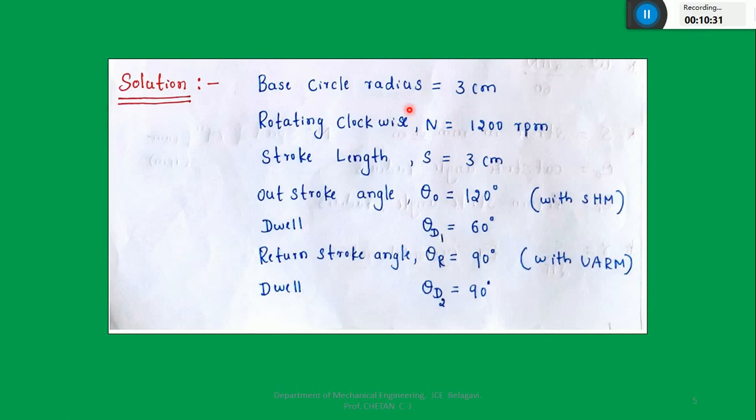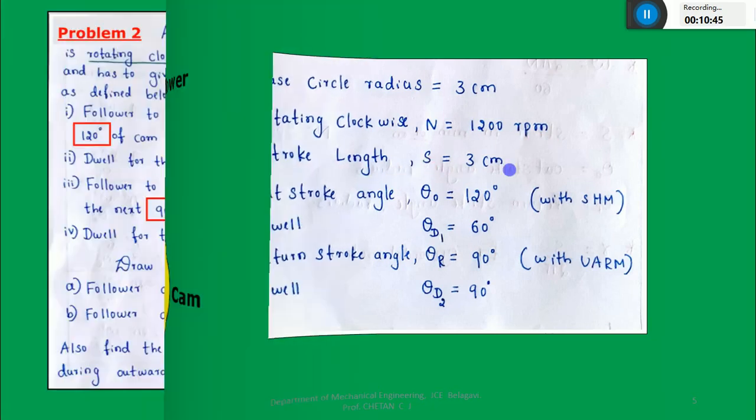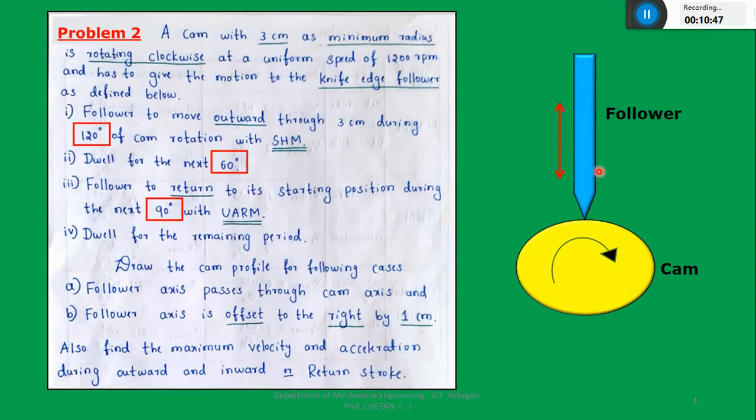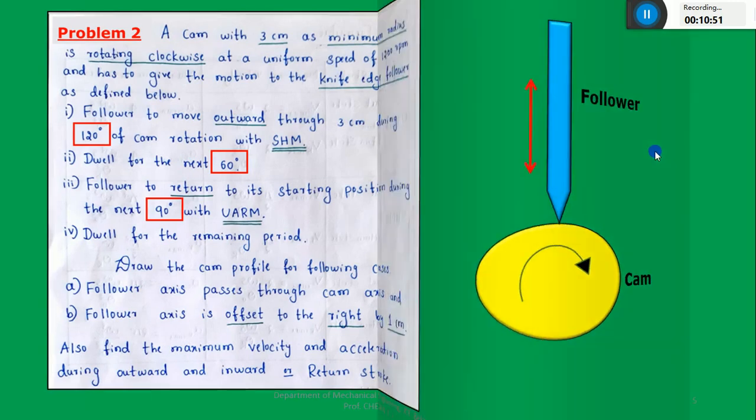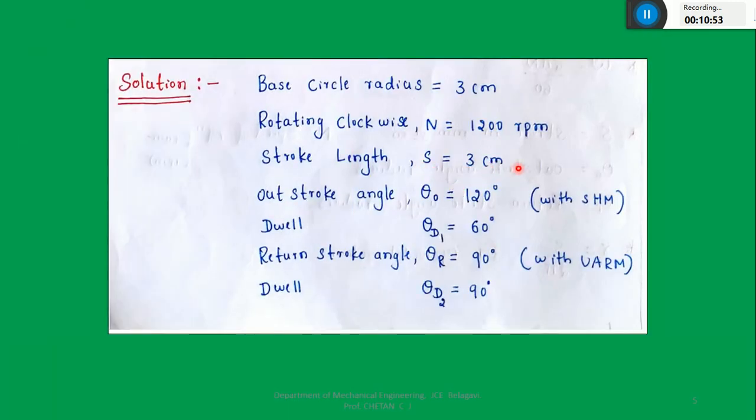Both are correct. And it is rotating clockwise. It is also important whether it is rotating in a clockwise or counterclockwise direction, with a speed of 1200 rpm. After that, the stroke length is given, that is s is equal to 3 centimeters. It means the maximum distance traveled by the follower, which is nothing but the stroke length, is also 3 centimeters.